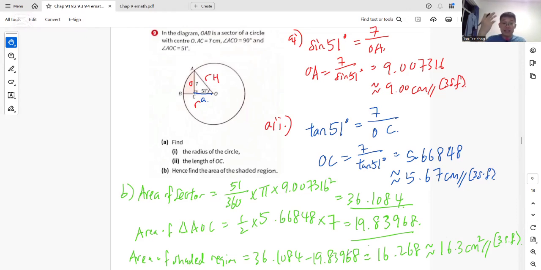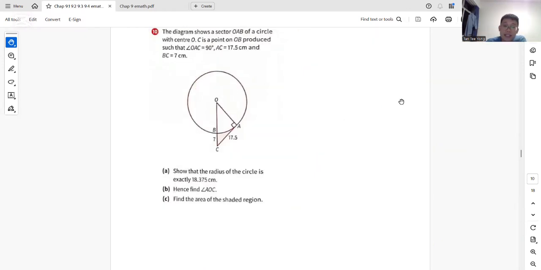All right, and this is it for question 9. This is the last question of exercise 9.2 that I'm going to go through. So this is question 10. The diagram shows a sector OAB, the white colored part of a circle with center O, and C is a point on OB produced such that angle OAC is 90 degrees.